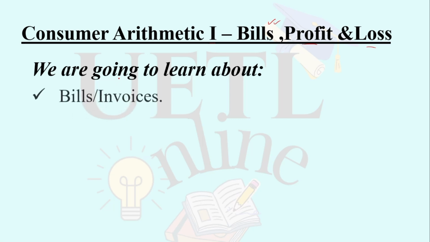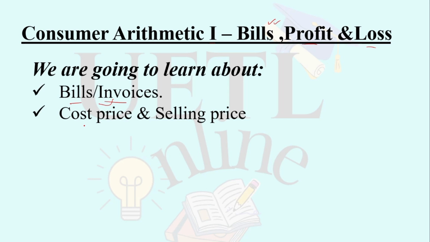We're going to learn about bills and invoices. They are equally the same. We're going to learn how they are written and what each column and each row represent. Then we are going to talk about cost price and selling price, and this is going to give us profit and loss. So these are the things we are going to look at today. Make sure you stay here so that you can get some knowledge on these three.